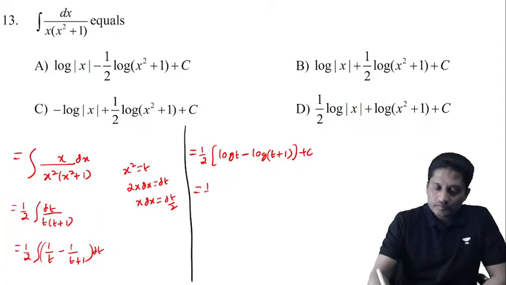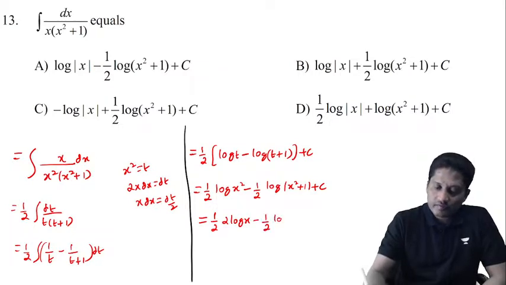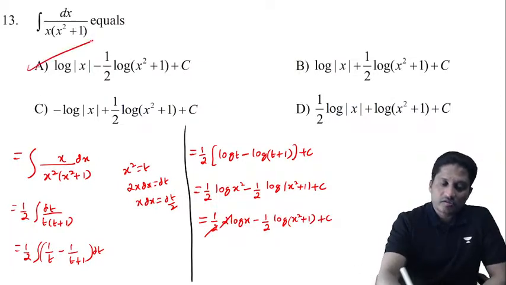One upon 2, this is log t, which is the same as (x square minus 1) by 2. This is the same as log of (x square plus 1) plus c. Log m power n is n log m, right? So this can be written as half of (log x square, which is 2 log x, minus log of x square plus 1) plus c. This 2 will cancel with 2. Answer is option A.